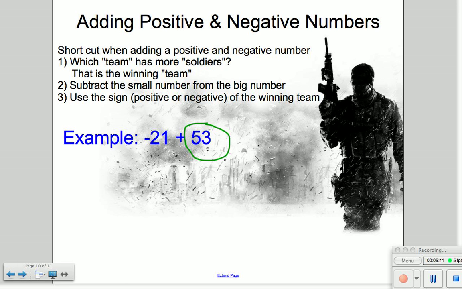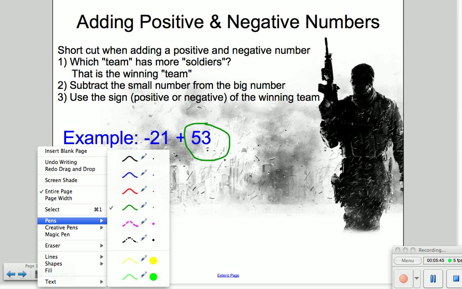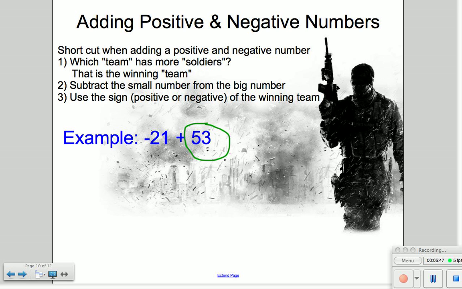Step 2 is to subtract the small number from the big number. Okay, let's do that. I have, with my small numbers, 21. All right, so I want to subtract 21 from 53. So what's 53 minus 21? Okay, and that ends up being 32.